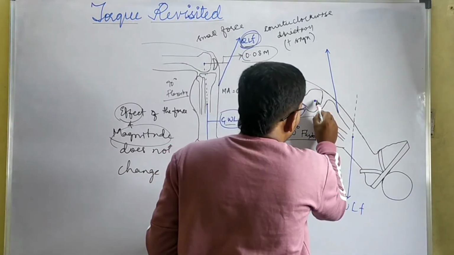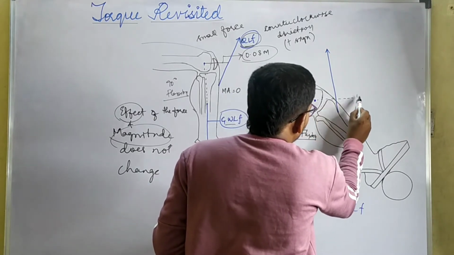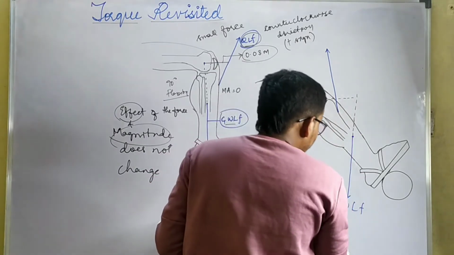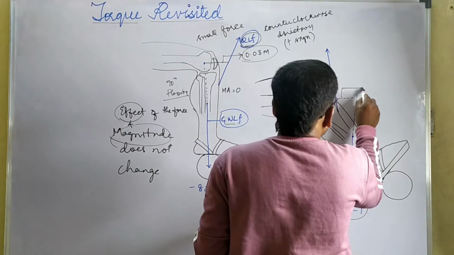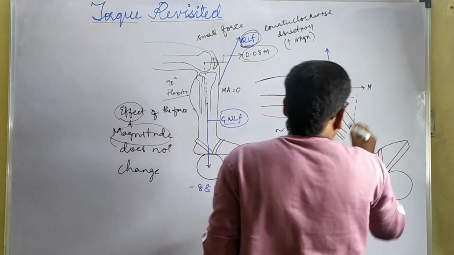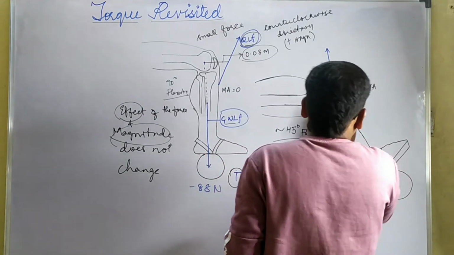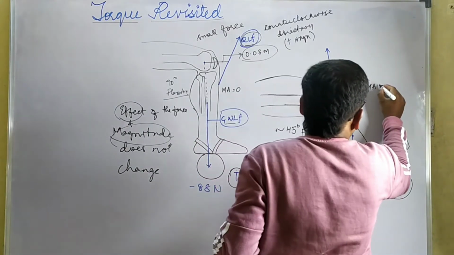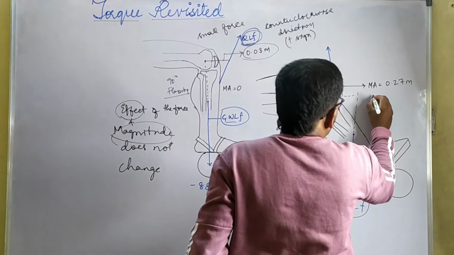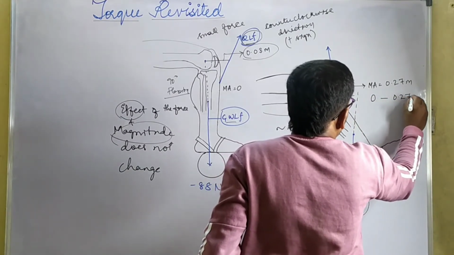By extending this line and drawing another line which is perpendicular to this force and intersecting the joint axis, this line is the moment arm of the gravity weight leg foot segment force vector. Okay, now for example, if this moment arm is 0.27 meters, that is, it has increased from 0 to 0.27 meters.